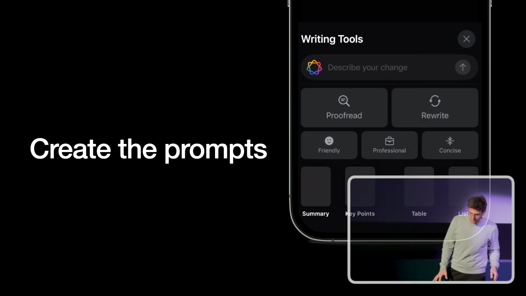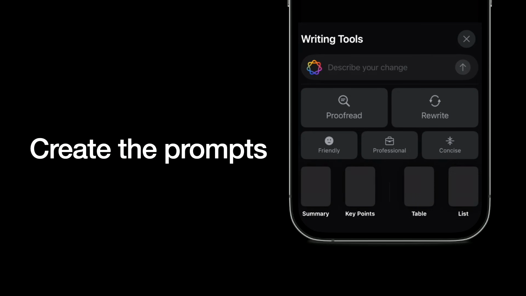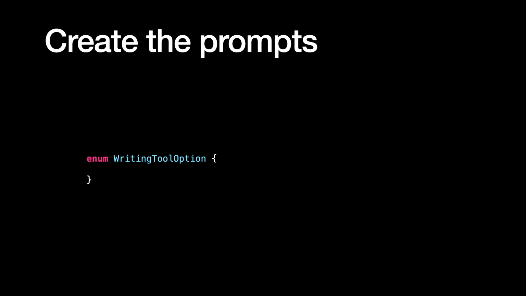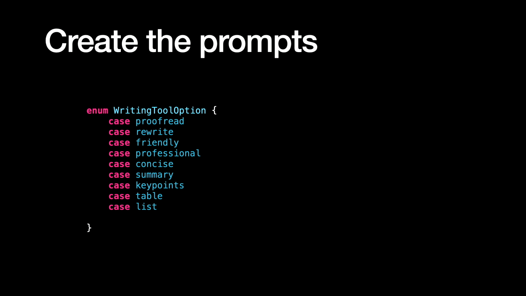Okay, we've loaded the model. So next we need to create the prompts. And you can see a screenshot from the UI that I've built. It contains different options like proofread, rewrite, friendly tone, more professional tone, and others. So I think an enum is quite a good fit for that. So we create an enum called writing tool option, and we add all the cases that we want to support, like proofread, rewrite, and everything.